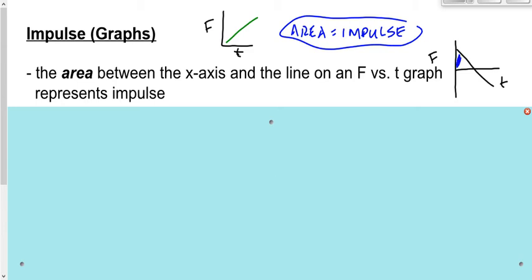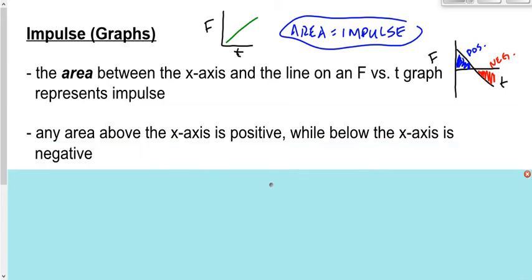The area that's above the x-axis, between the line and the x-axis, will be a positive value. And the area that is below the x-axis and between the line will be a negative value. To find the total impulse, the total area, you're going to add these up. If the total area ends up being positive, you have a gain of momentum, a positive impulse. If it ends up being negative, then you have a loss of momentum, a negative impulse. So any area above the x-axis is positive, while any area below the x-axis would be negative.